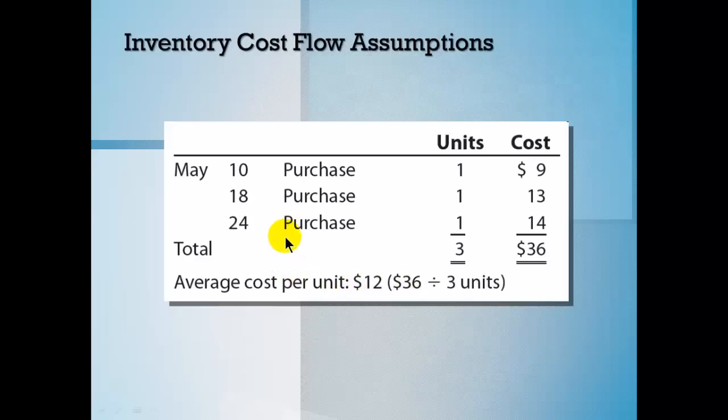This very simple illustration shows you that when you purchase, in this case we had 3 purchases in the month of May. We only bought one item each time, on the 10th, the 18th, and the 24th, but we paid a different amount for each item: $9, $13, and $14. Now, simple average is taking the $36 that we paid for our purchases, and we bought 3 items, so it's $12 per item.